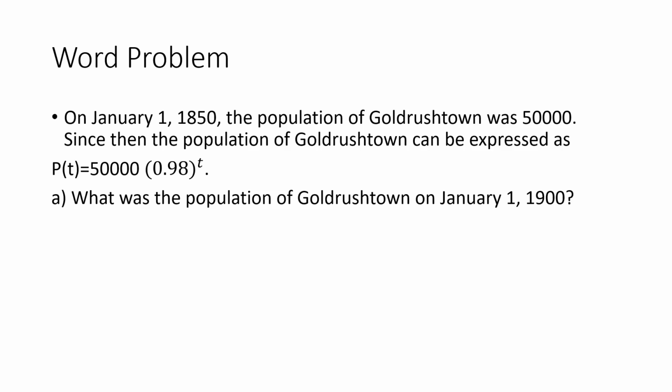Now let's look at a word problem here. Imagine that on January 1st, 1850, the population of Gold Rush Town was 50,000. But since then, it can be expressed by the function shown. And we're going to assume t is the number of years since 1850. It's not written in the question, but it should be. Well, we want to know the population of Gold Rush Town on January 1st, 1900. What that means is that t equals 50 because it's been 50 years since that date.